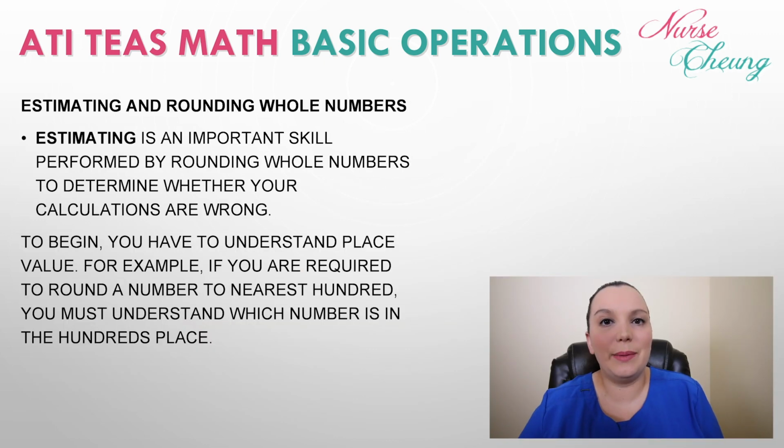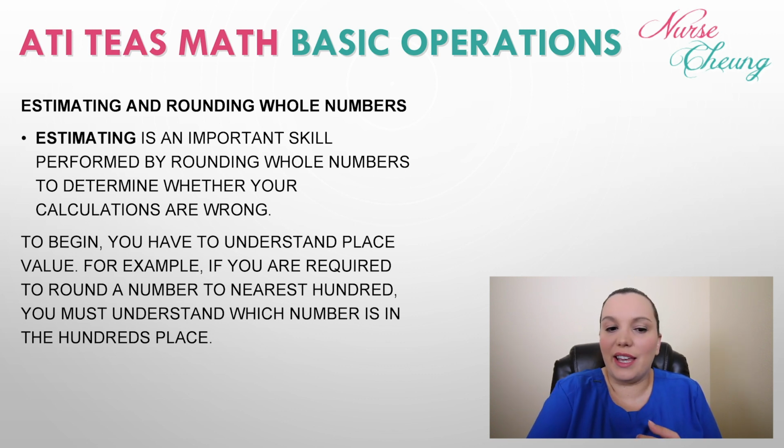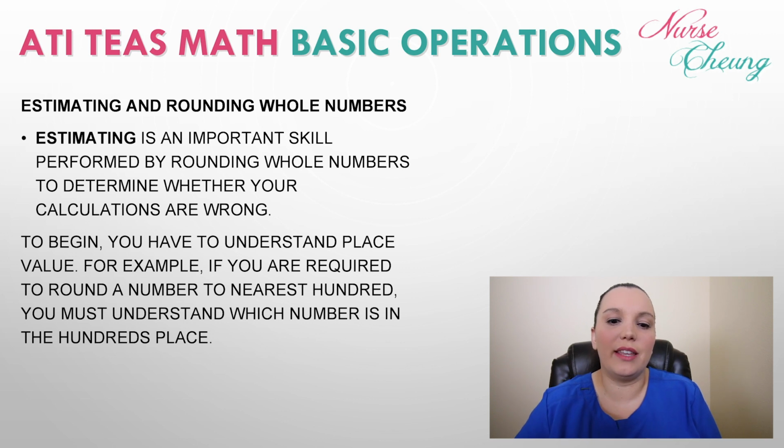So let's look at estimating and rounding whole numbers. So what exactly does that consist of? Estimating is an important skill that you need to understand for the ATI TEAS because you have to understand that rounding whole numbers is used to determine whether or not a calculation is wrong. So how do we do that? To begin, you have to understand place value. So for example, if you are required to round a whole number up to the 100th place, what exactly does that mean? You have to understand how to round these numbers. So let's go ahead and take a look at an example.